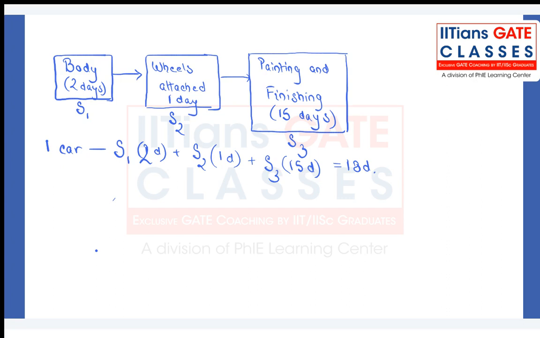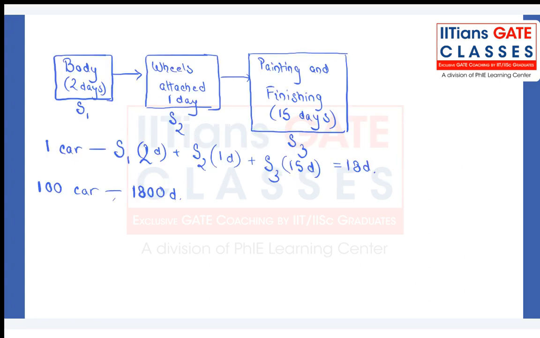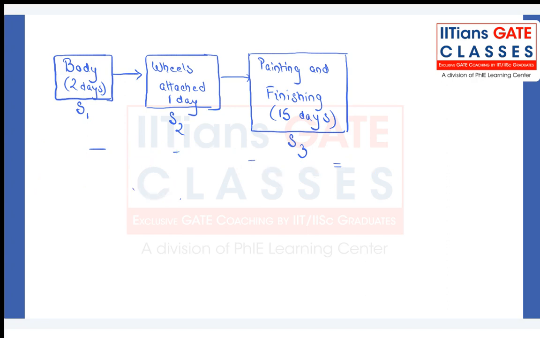Now, if I had to create 100 cars, if each car takes 18 days, 100 cars will take 1800 days, right? Simple. So should this be the answer? No, because there is another word written, pipelined processor. Now, what is the concept of pipelining? I hope you all understood this. Let me erase this out. Let's keep the stages intact.